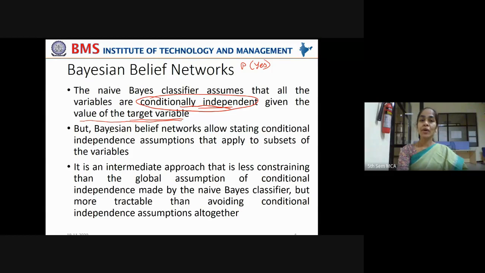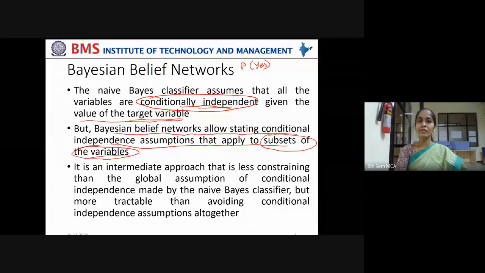But what does a Bayesian belief network do? It allows stating conditional independence assumptions that apply to subsets of variables. You have to note this, underline this particular sentence. In Bayesian belief networks, we can state conditional independence assumptions that apply to only subsets of variables. Some variables in a training set are conditionally independent, but some are conditionally dependent. One variable has some dependency on the other variable.